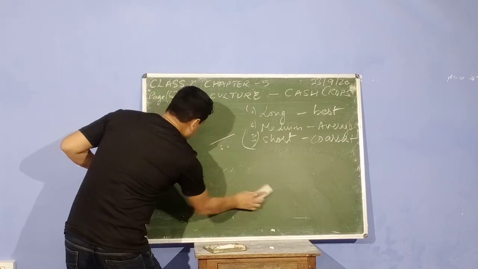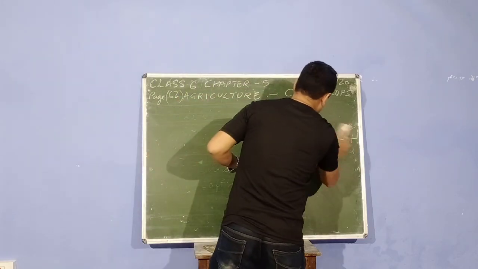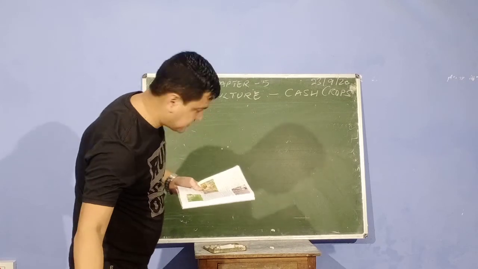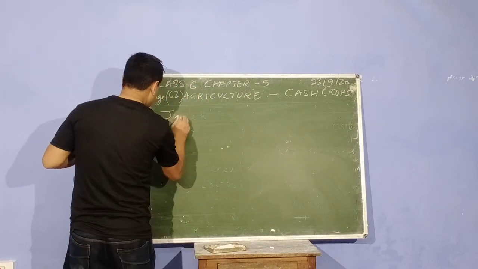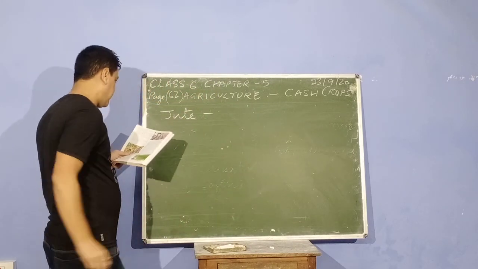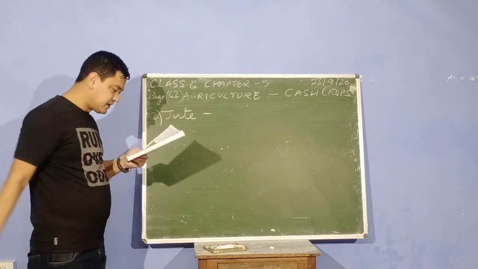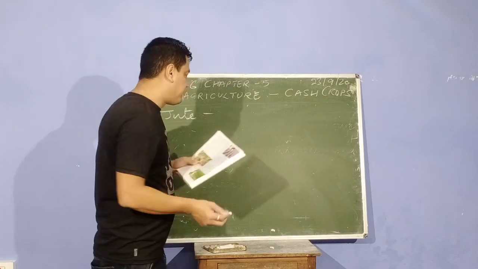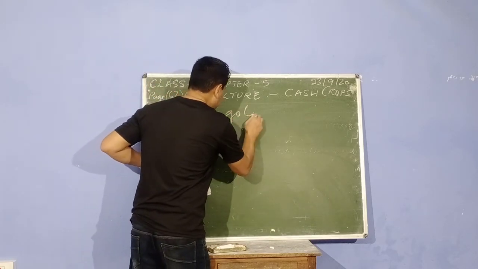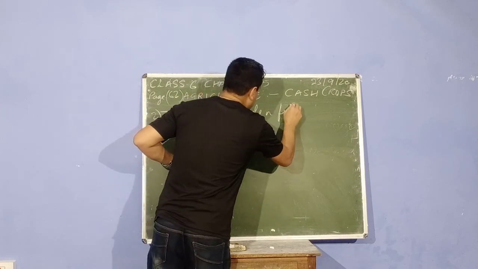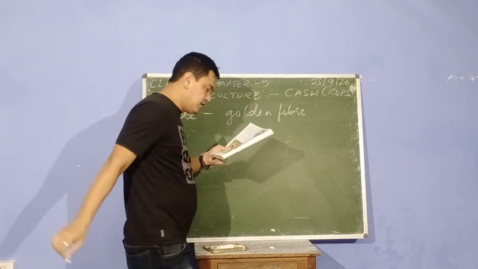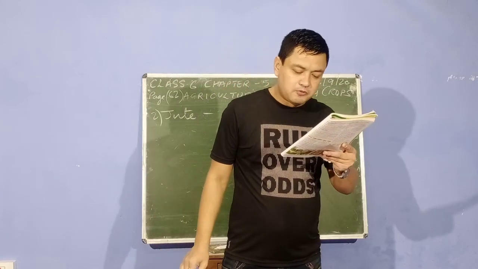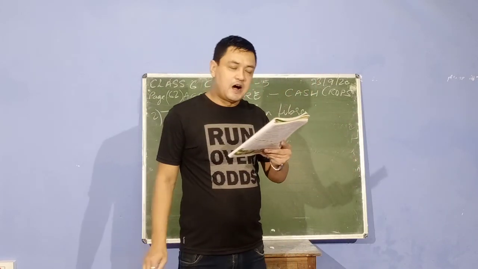Now, we are going to jute. Jute is also a fabric crop. That is the second fabric crop that we are studying. It is called the golden fibre, G-O-L-D-E-N, F-I-B-R-E. 85% of the jute grown in the world today is grown in the Ganga Delta regions.